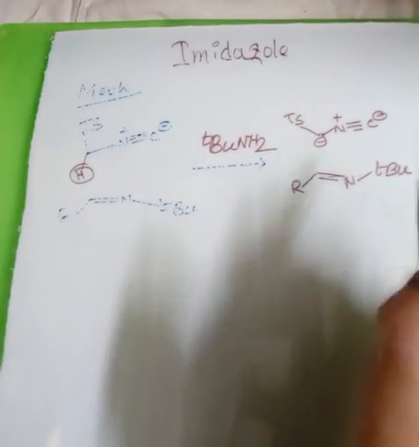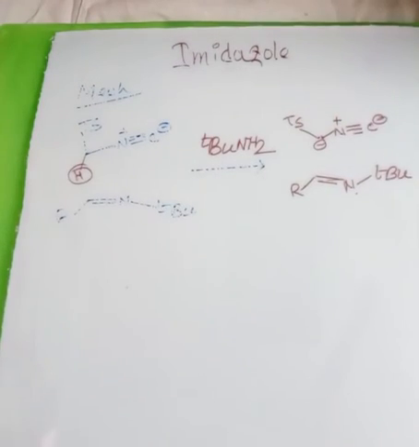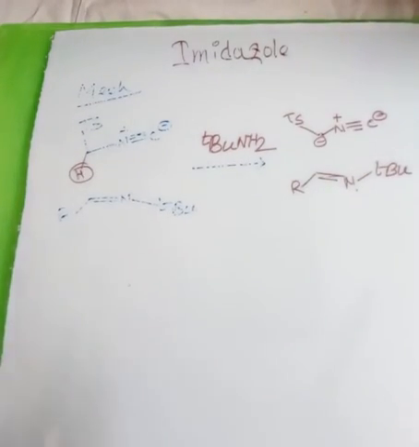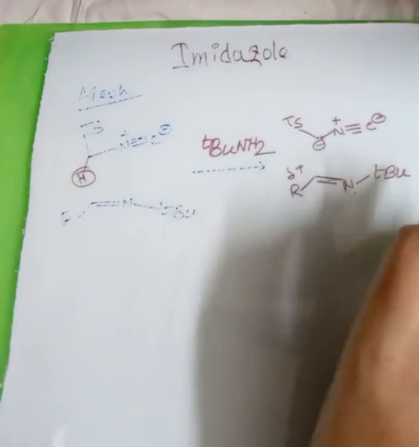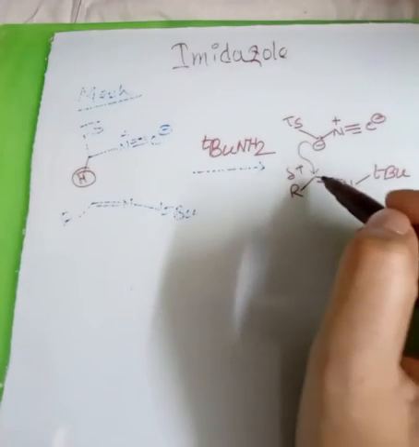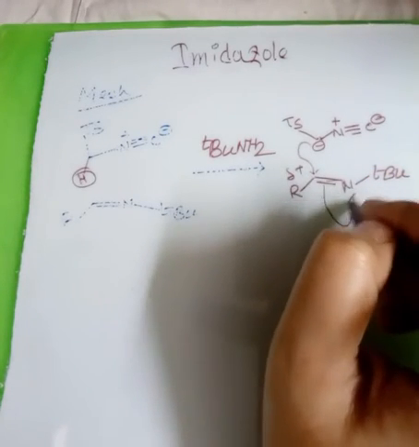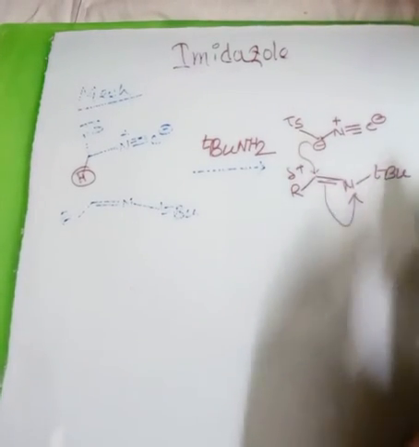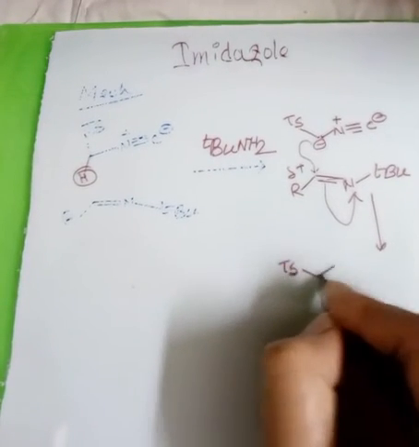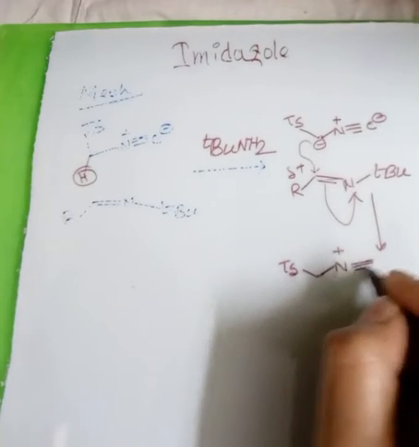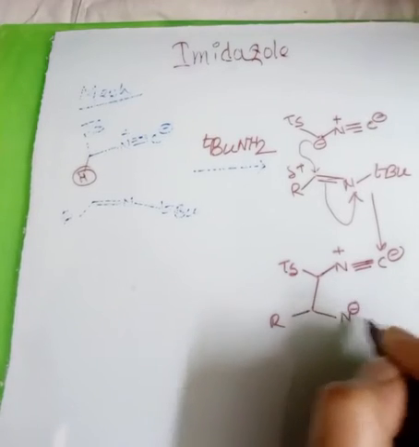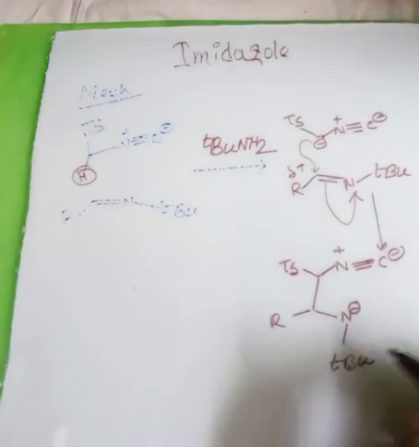As nitrogen is an electronegative element, that carbon attached with nitrogen, the imine carbon, is electropositive, so that anion will attack that electropositive center, and this bond will rotate, and then the negative charge will come on nitrogen. So it will form this, here is negative and here is the tert-butyl group.